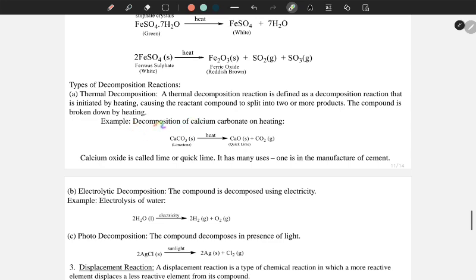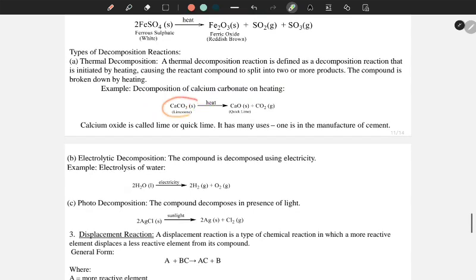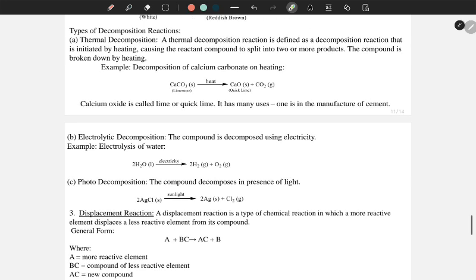So we'll see the first example, decomposition of calcium carbonate on heating. Calcium carbonate, that is limestone, when we apply heat to it, gets converted to calcium oxide, that is quicklime, and carbon dioxide gas is evolved. Calcium oxide is called lime or quicklime, and it has many uses, like in the manufacture of cement. So this is an example of thermal decomposition reaction, where heat breaks the bond and calcium carbonate converts to calcium oxide.